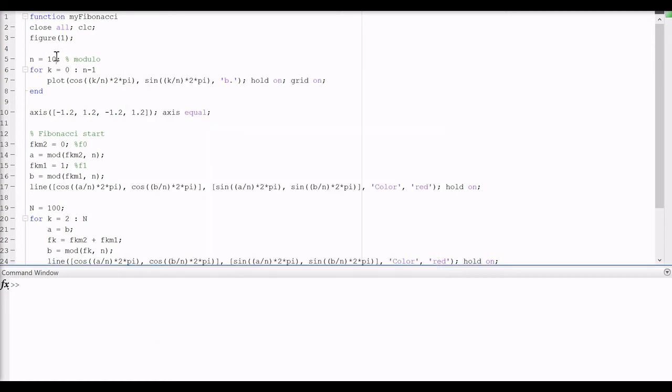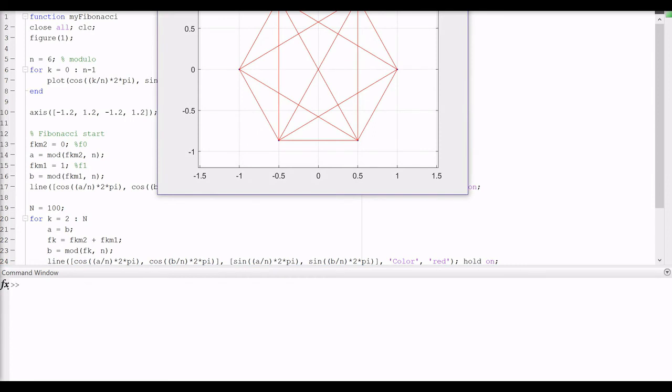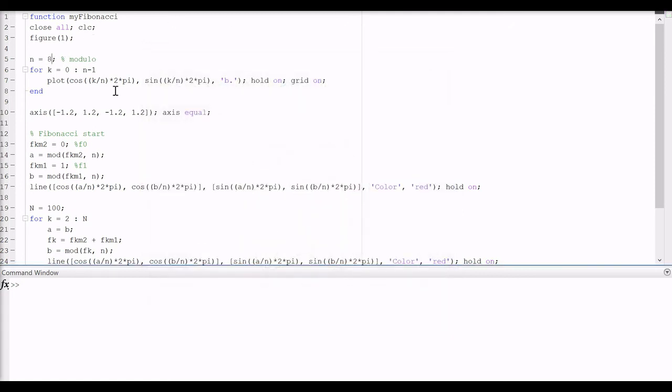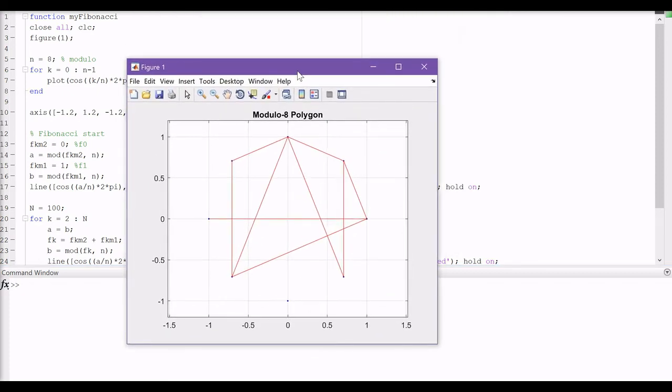Similar to the modulo polygon of order 6, right? Remember the order of modulo 6, everything was connected except for 0 and 3. Now, did we have the same pattern for 8? No, right? But we do have that beautiful little pattern for 10 and also 6, right?